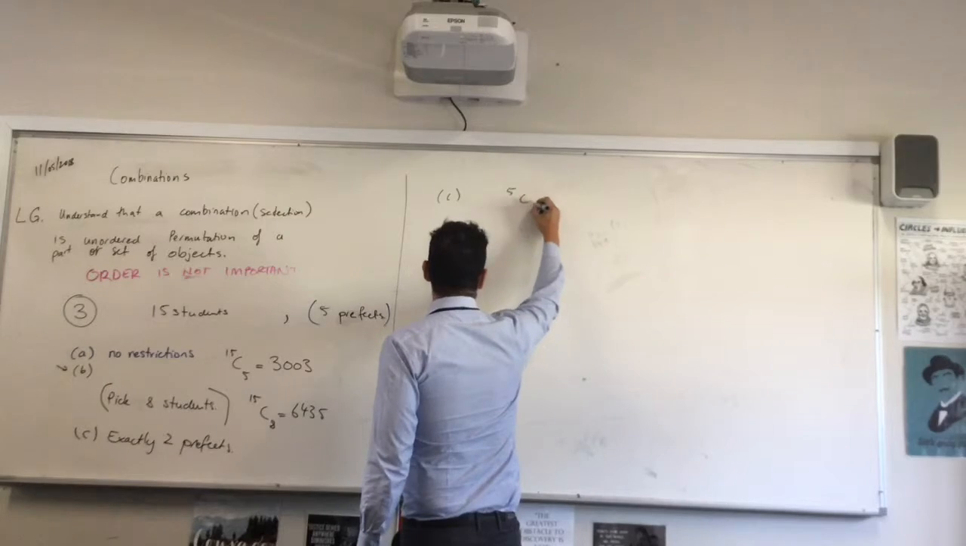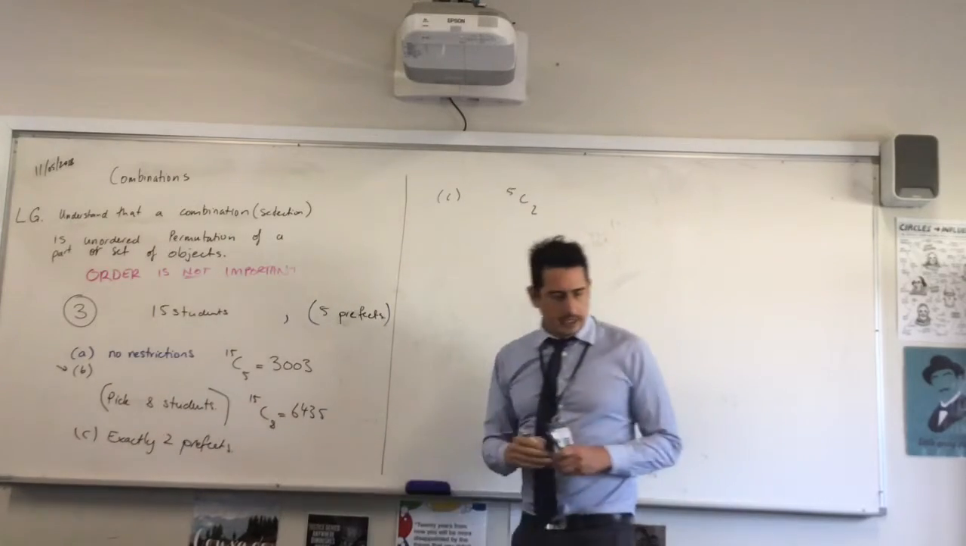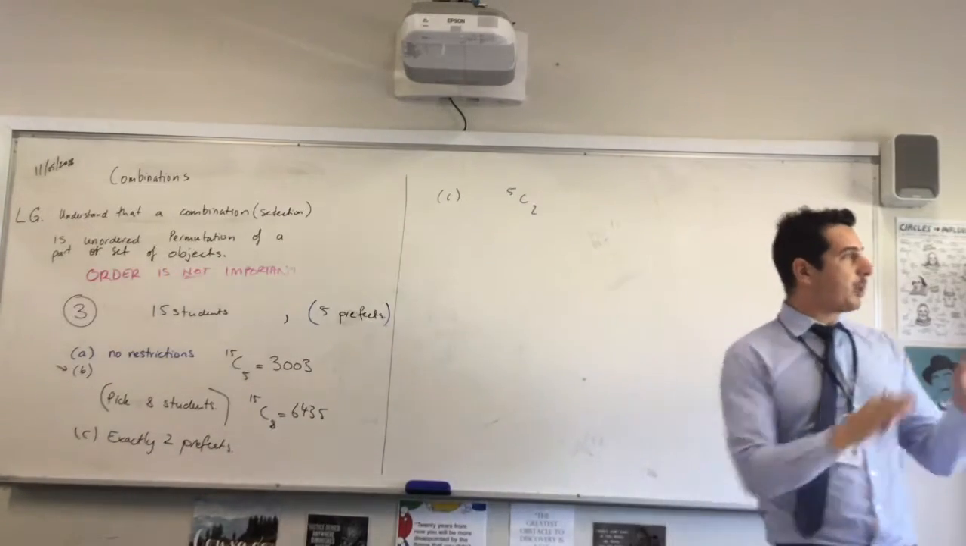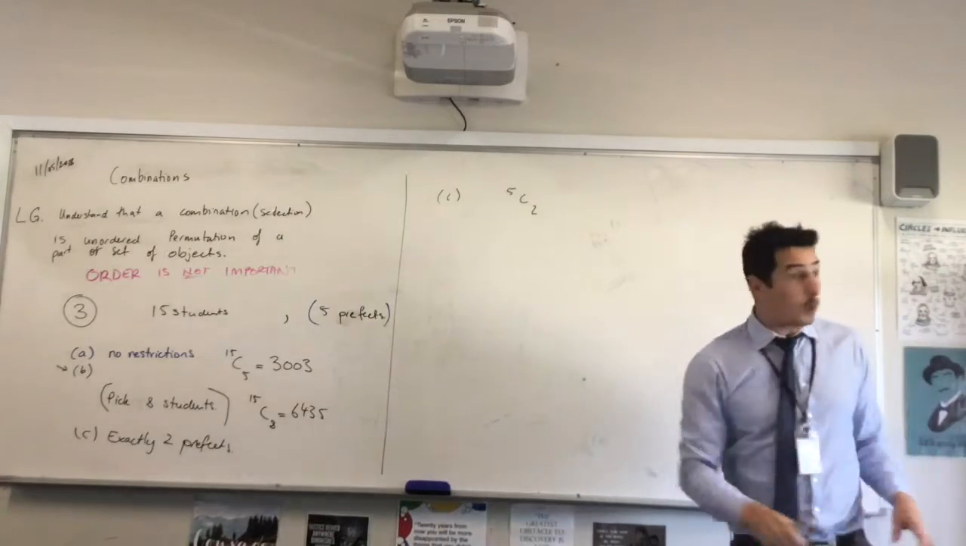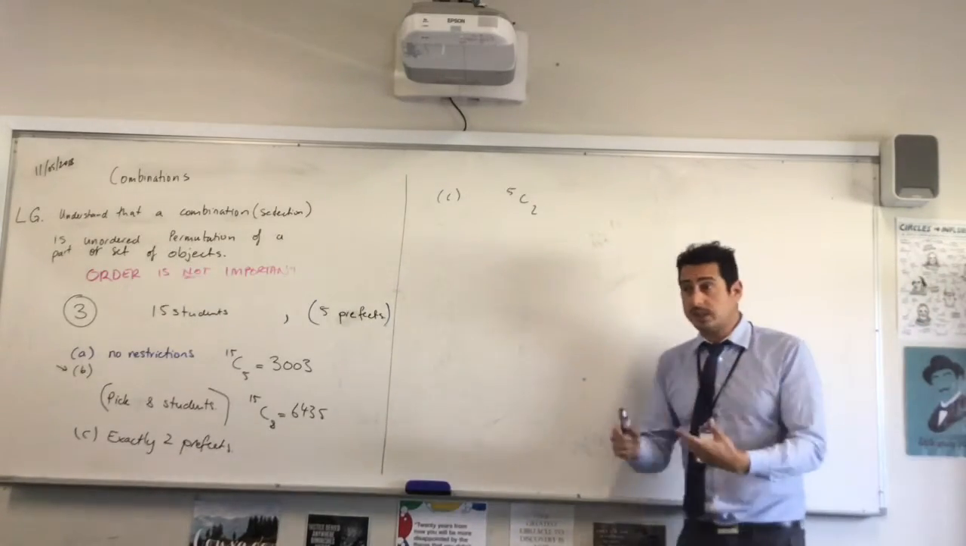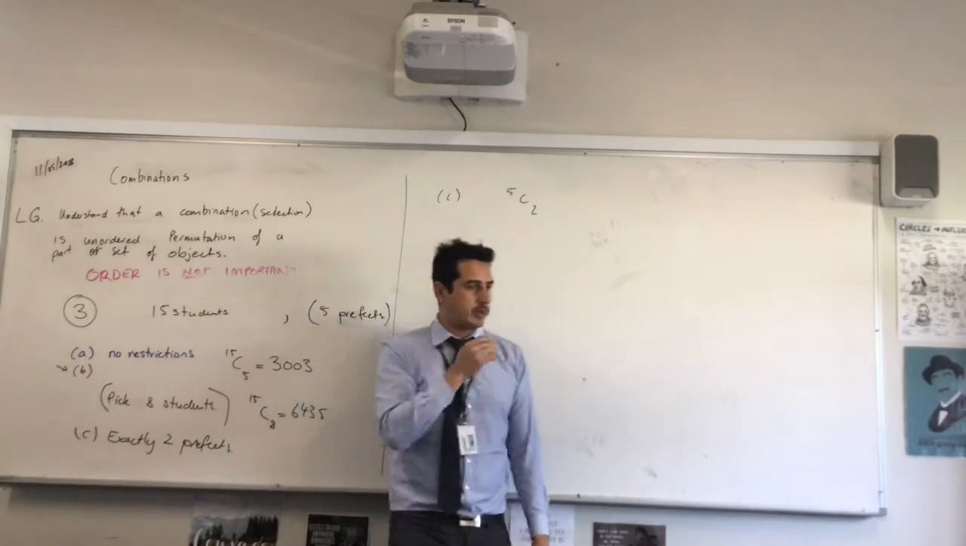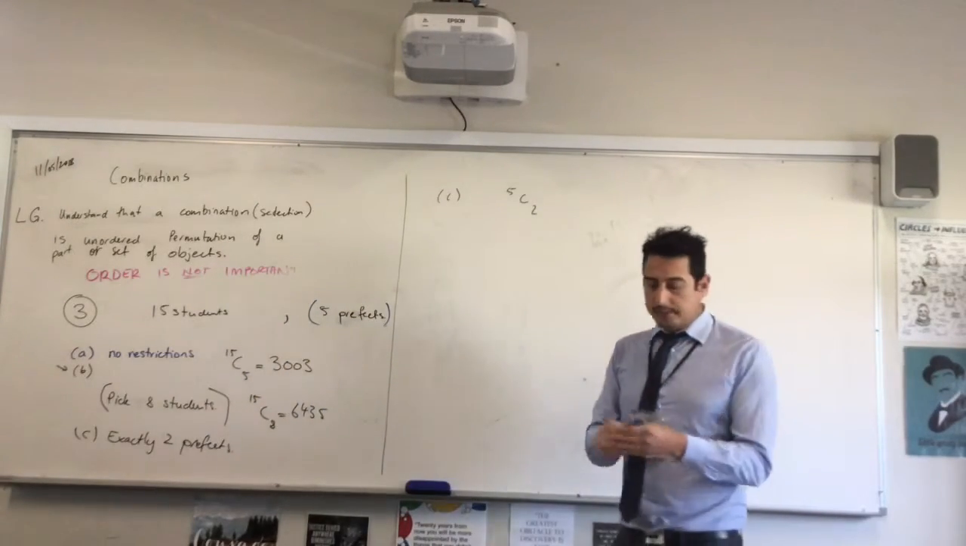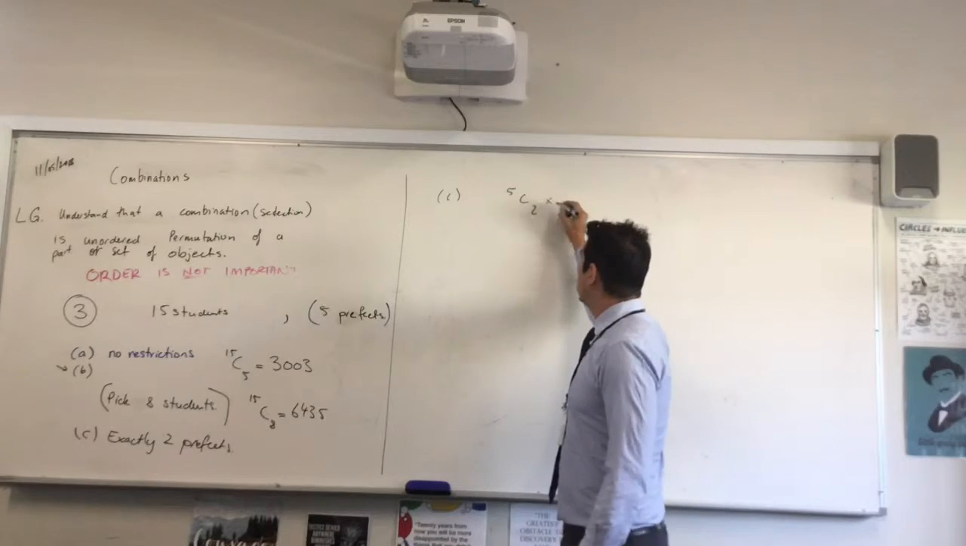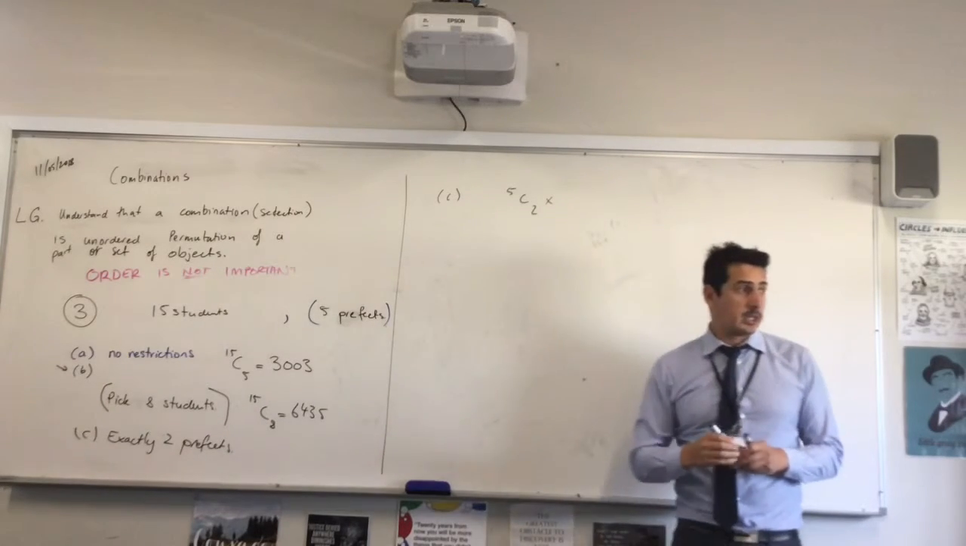So it actually is 5 choose 2 is part of the answer, because out of the 5 prefects, we need to pick 2. We have to, don't we? That's what the question says. So out of these 5, we have to pick 2. Times what? No, it'd be 10 by 6.